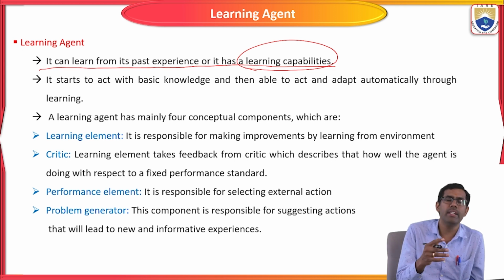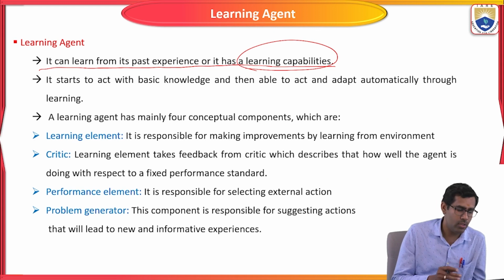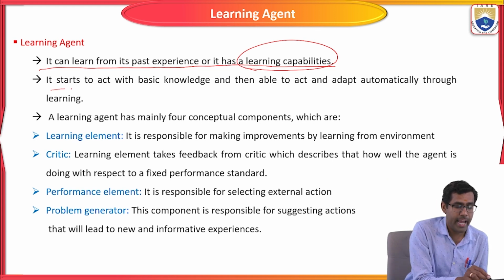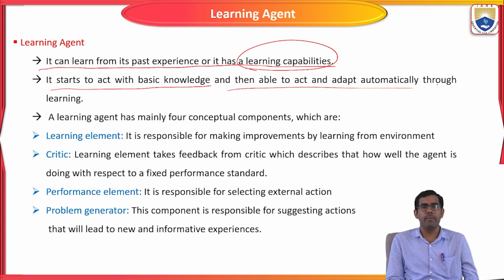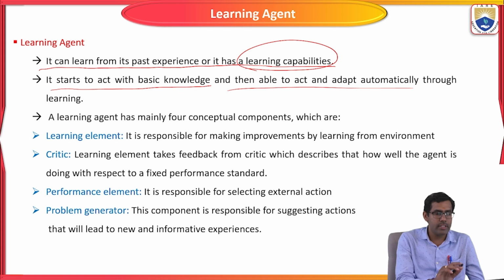That particular agent will observe something from your past environment, or otherwise it will observe the new environment. Based on that, it will take action. It starts with the basic knowledge, and then is able to adapt automatically through the learning. Right? This is what I said. That is the second point.